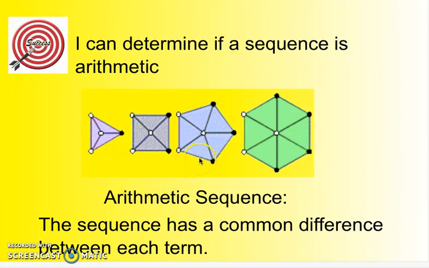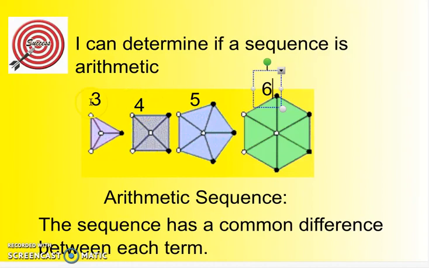Now, this is an example of an arithmetic sequence. And the reason why it is an arithmetic sequence is because it has a common difference between each term. So the first term would be 3 because there are 3 sides. Then the second term would be 4, the third term would be 5, and the fourth term would be 6.